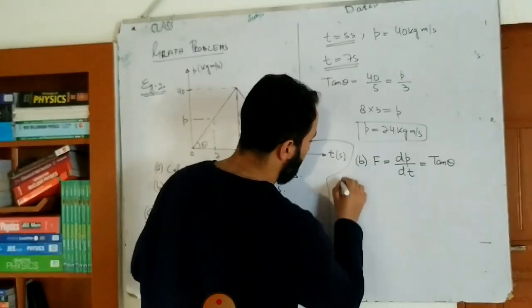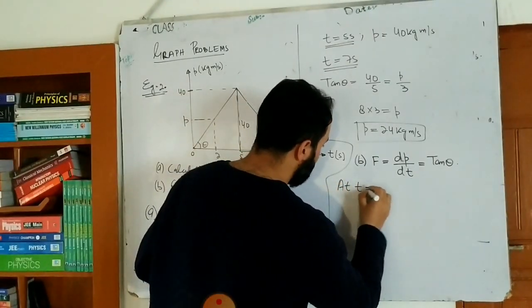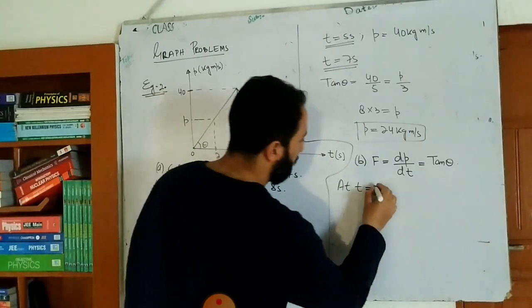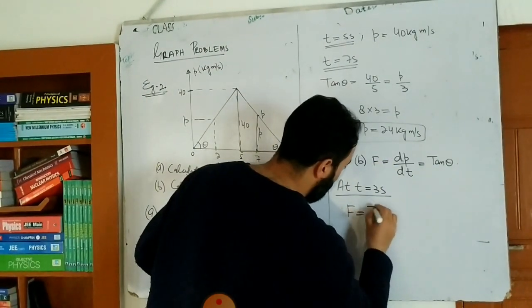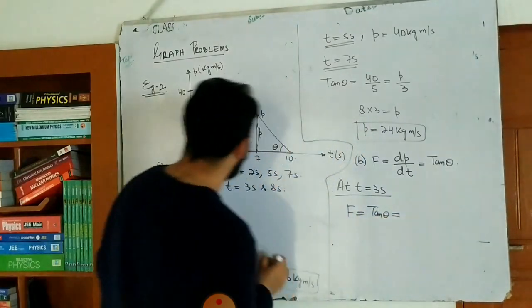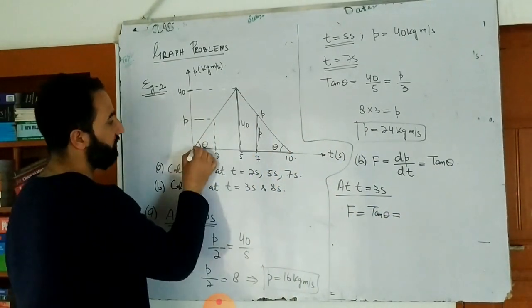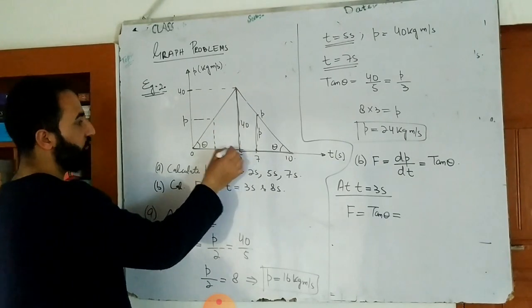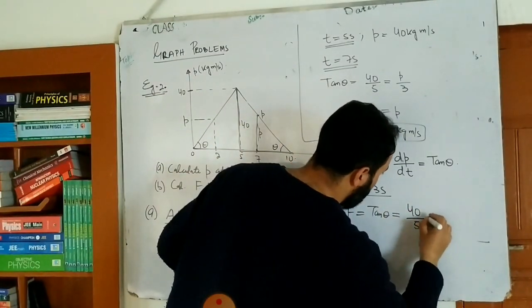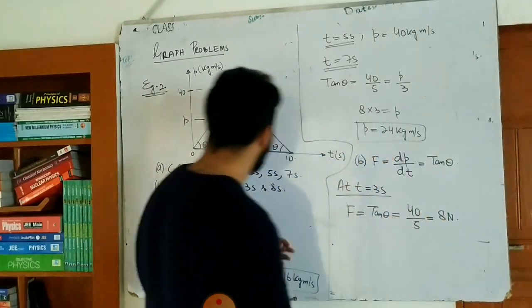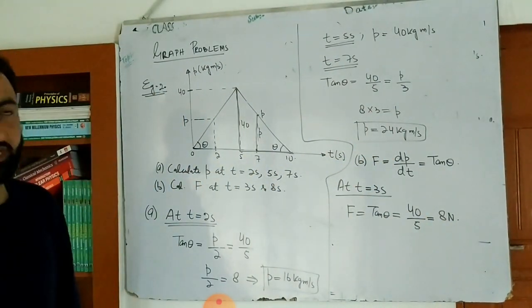So first of all, at what time do you have to calculate? At T equal to 3 seconds, we will have to calculate what the force is at this time. So I will define force is equal to tan theta. And tan theta in this very triangle is simply perpendicular divided by base. So how much is perpendicular? 40. How much is base? 5. So it is equal to 8 Newton. Answer. Okay?